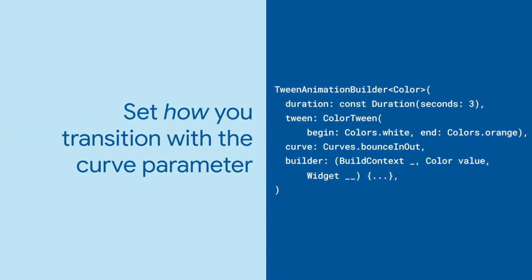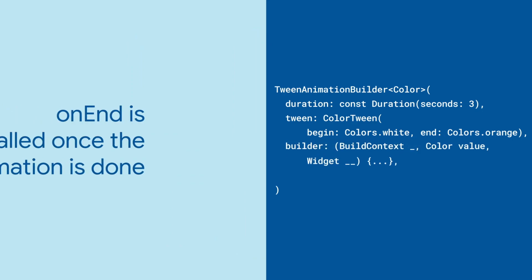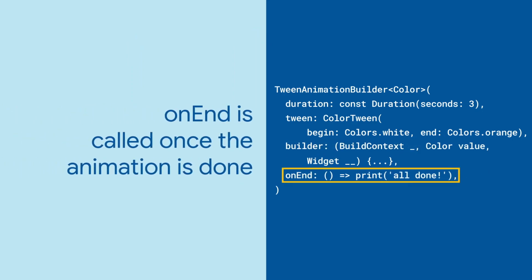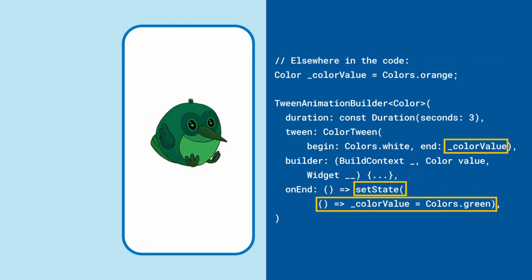If you want to modify the way you animate from one value to another, you can set the curve parameter. Add the onEnd parameter to be notified when the animation completes. You could even use it to set a new value and animate again.